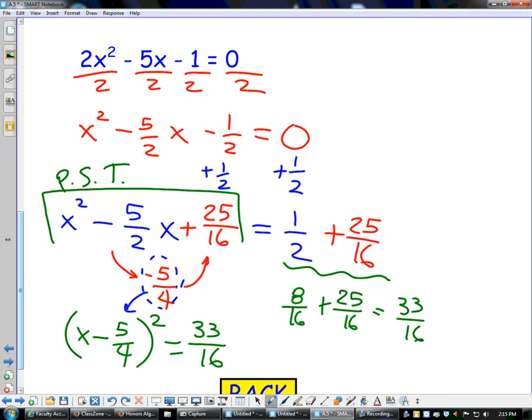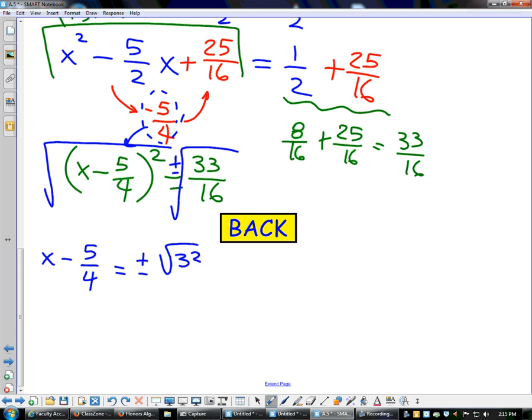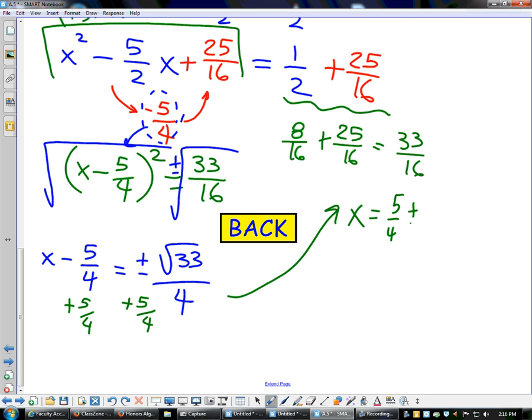All right, and at this point, we would want to take the square root of both sides to finish this up. Don't forget the plus or minus. We'd have x minus 5 fourths equaling plus or minus square root of 33 over square root of 16, which is just 4. And our last step would be to add 5 fourths to both sides. So we end up getting x equaling 5/4 plus or minus square root of 33/4.